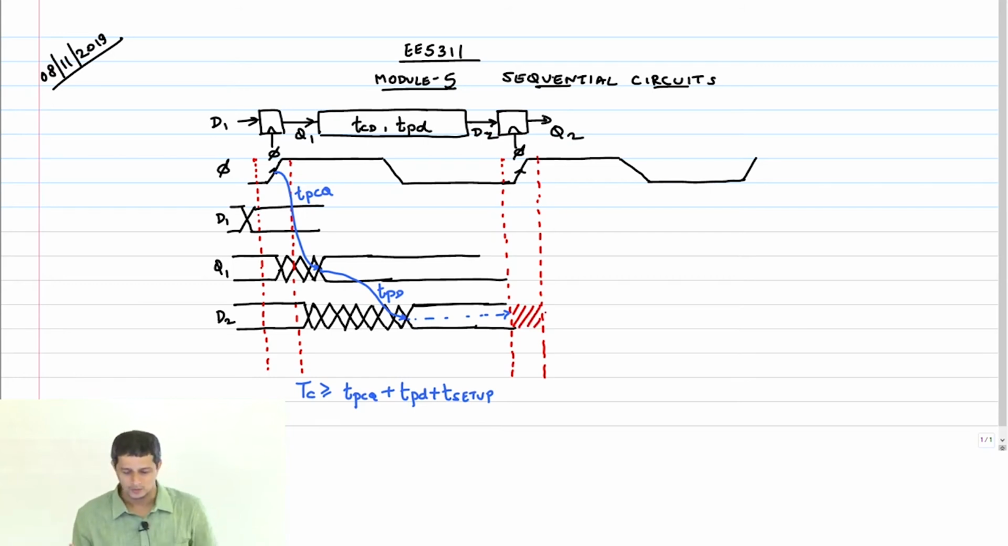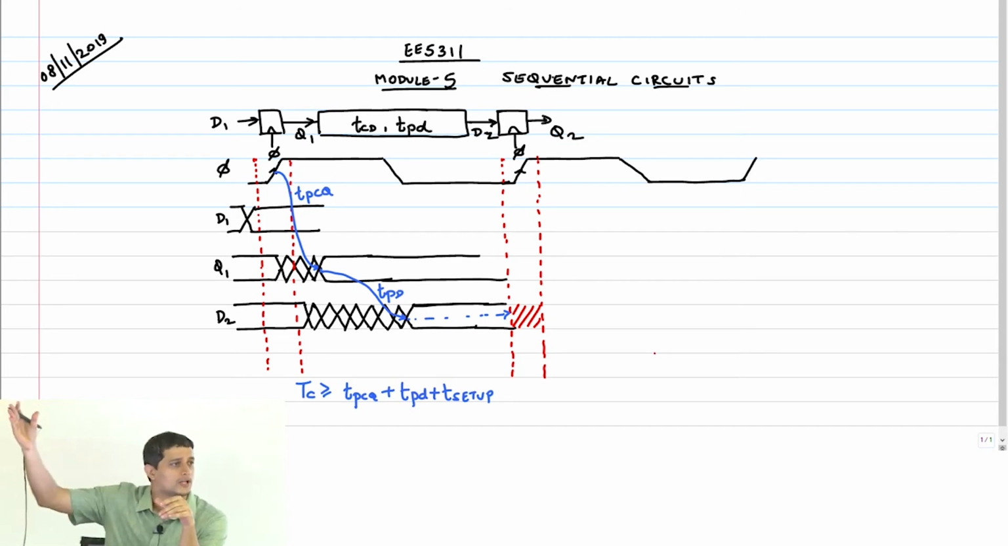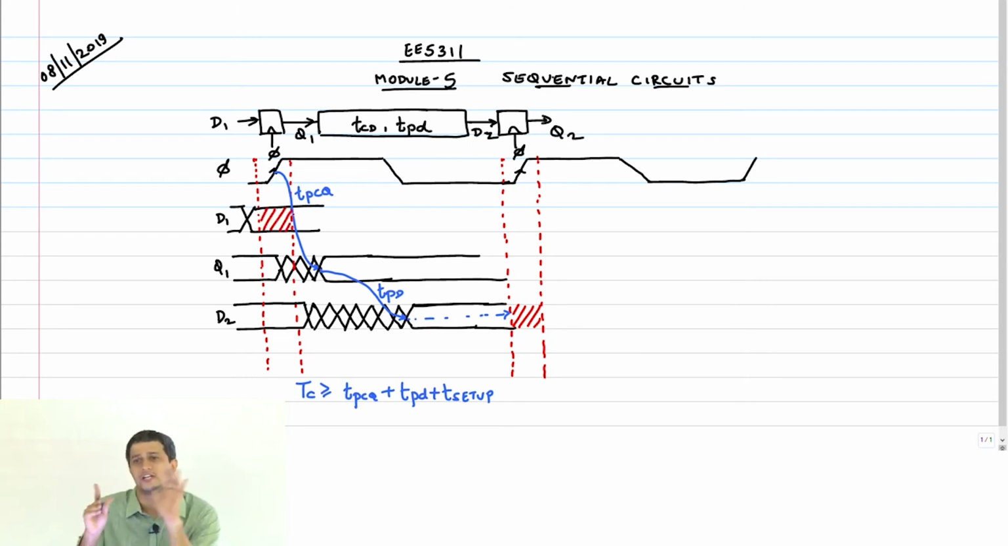Now, once D1 has been sampled, because we have a flop based system, D1 is free to change at some point. It need not wait till almost the next cycle. It is free to change after what point? After the whole time window. So again here, D is free to change after this window. It should not change here, that's all, because if it changes in this window, then Q1 will not get sampled correctly. So let's assume now D1 makes a change like this.